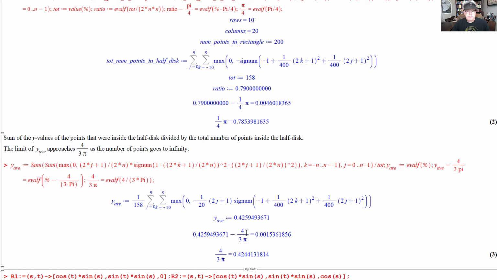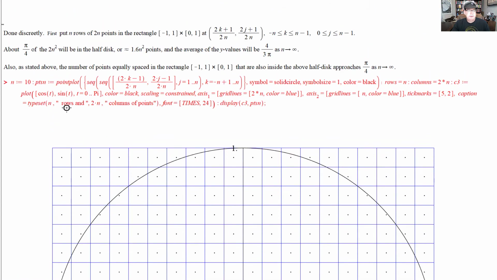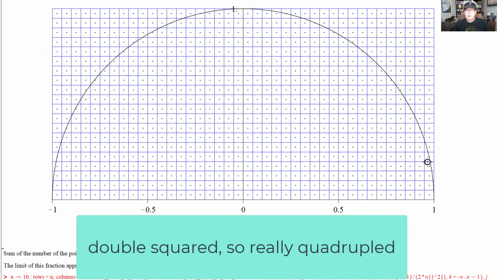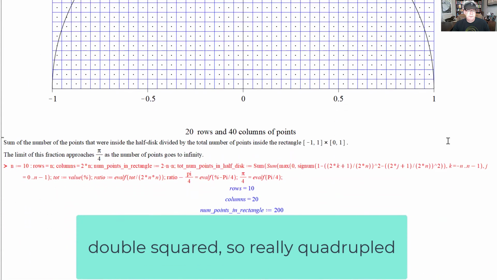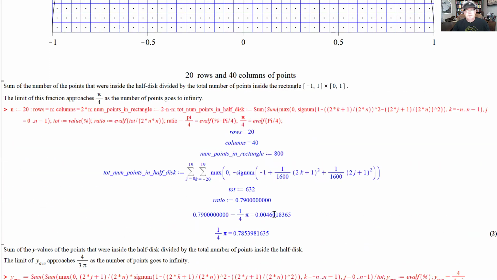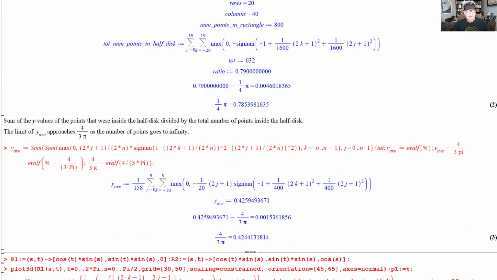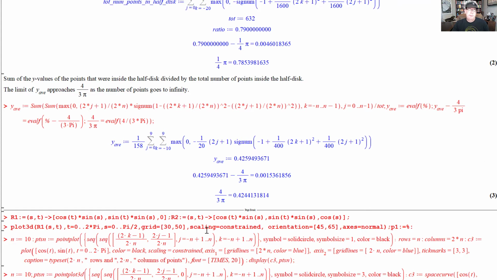And then if I average those y values, it's already pretty close to 4 over 3 pi. Let me bump it up a few here. Just go slowly. So if I double, I don't think anything changed with the pi. So change this to 20. So it's still 0.79. Well, it wasn't uniform. In general, it does go to pi over 4. But here's the average. I don't remember if that changed.